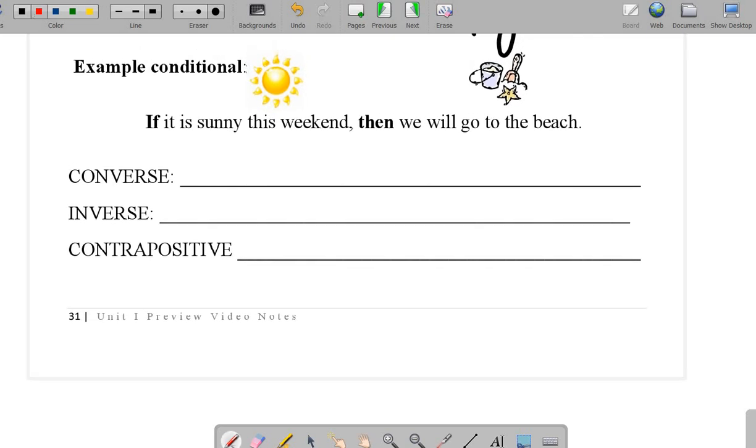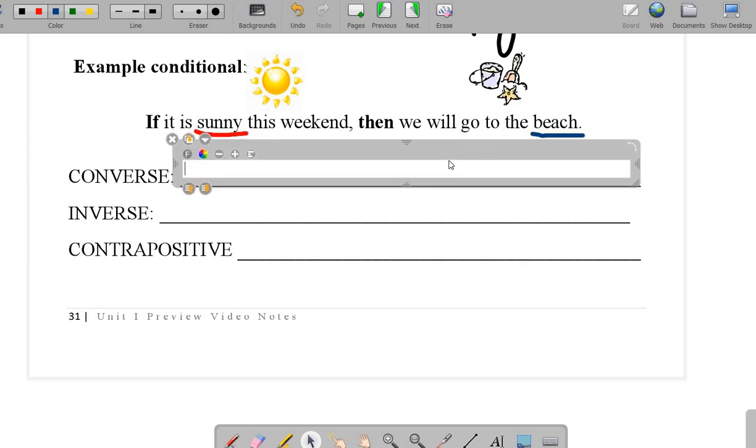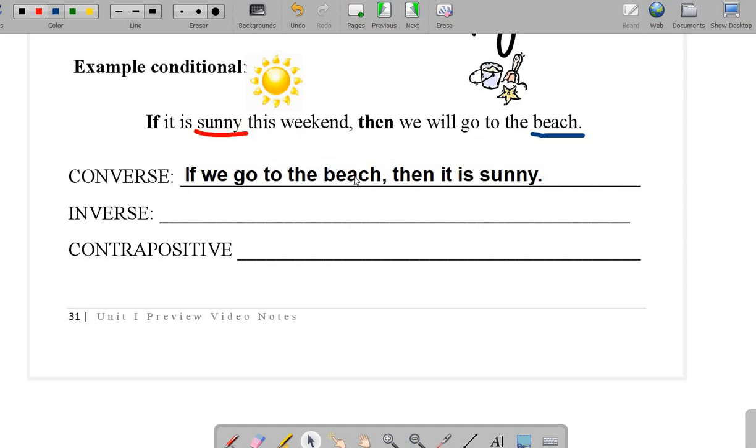If it is sunny this weekend, then we will go to the beach. So the key words here are sunny and beach. That's our original conditional. The converse would be the switch of those. If we go to the beach, then it is sunny. You may need to play with the grammar just a little bit. So notice I switched the order of sunny and beach. Converse, you switch.